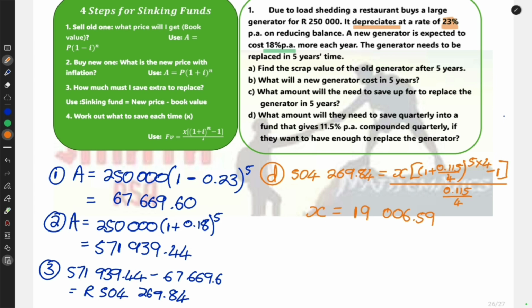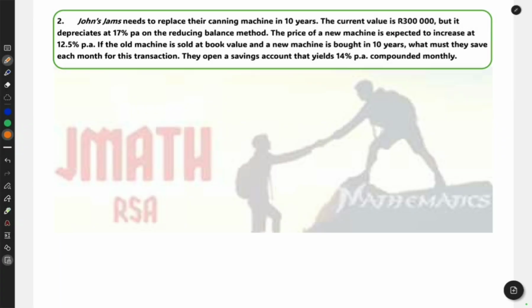But I'll show you one now where you need to remember the order and the formulas and everything that goes with it, because they ask everything in one big paragraph. Question two. So first they're going to tell us a story.